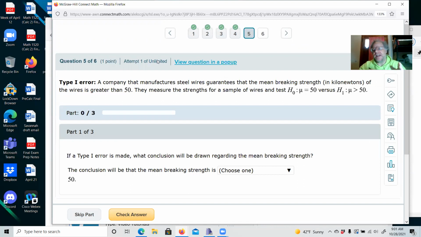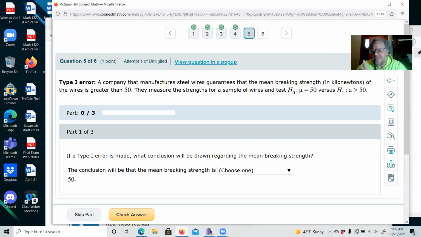Next. Type 1 error. This is your assessment for this particular learning outcome, to identify type 1 and type 2 error. You're not being quizzed on this. A company that manufactures steel wires guarantees the mean breaking strength, in kilonewtons, which is a unit of force like pounds, of wires is greater than 50.